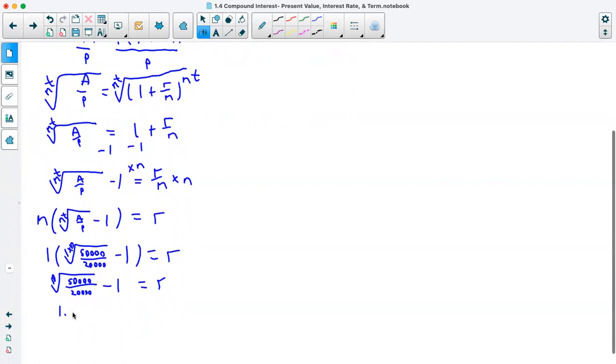So that's going to give us 1.096 minus 1 equals R. So 0.096 equals R. Now, if that's our interest rate as a decimal, we need to multiply it by 100 if we want it as a percentage. So we'd have 9.6%.